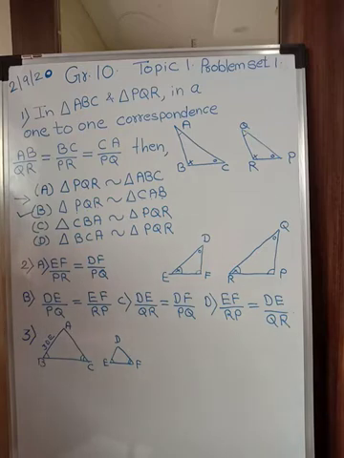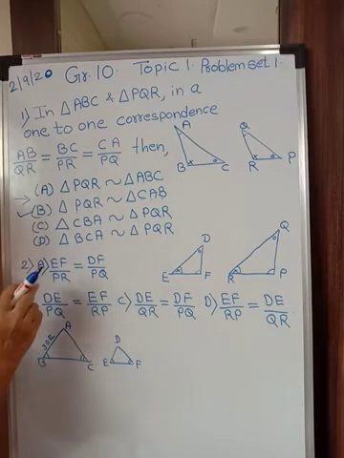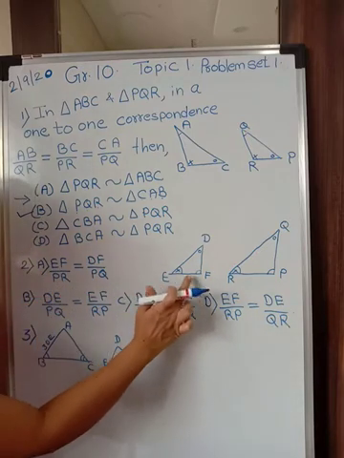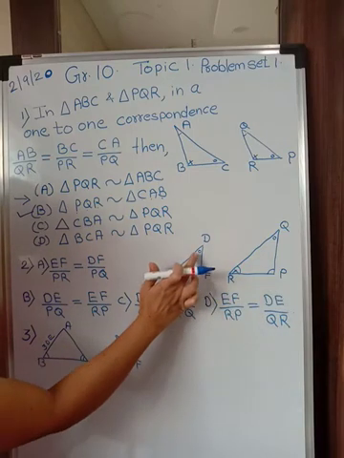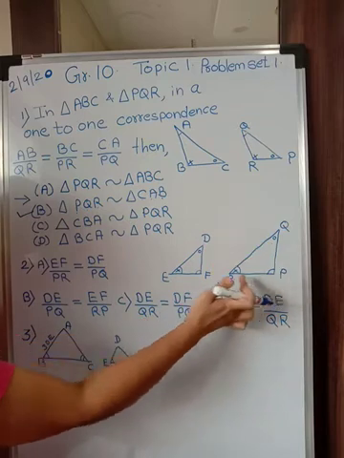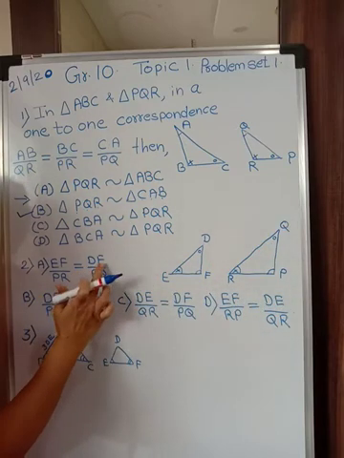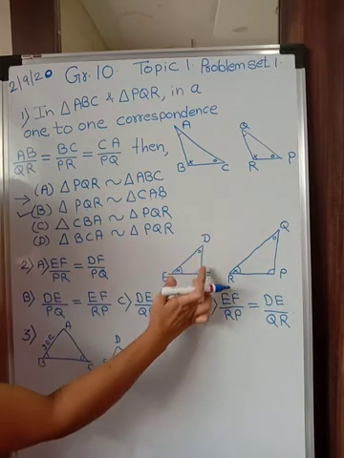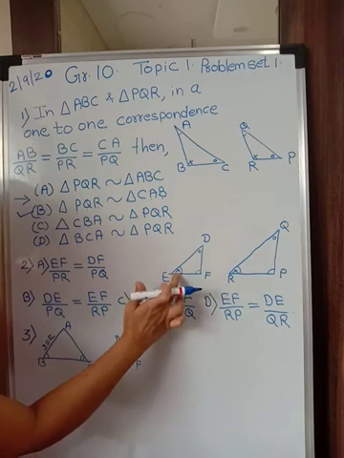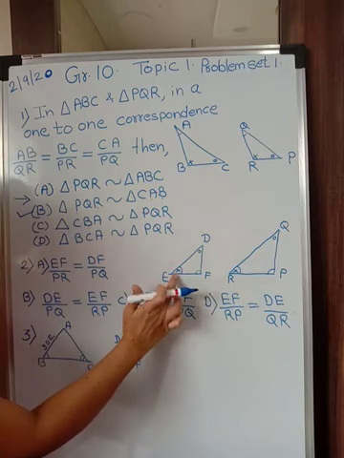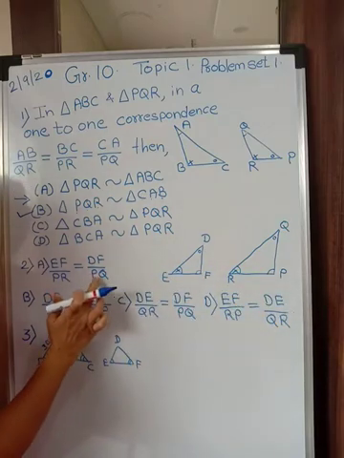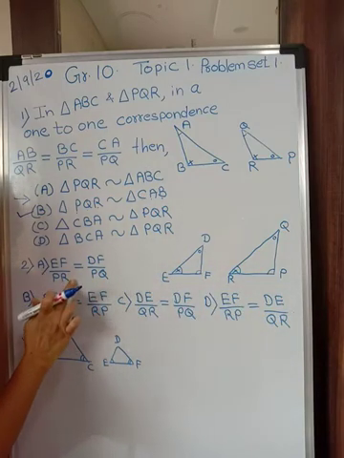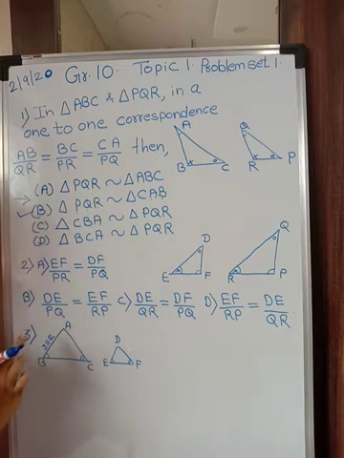Let us go one by one. EF upon PR. Which is EF? EF is opposite to angle D, and angle D is equal to angle Q. EF upon PR is equal to DF upon PQ. DF is opposite to E. The angle equal to angle E is R. So it should be QP. So PQ or QP, this is correct. This is not false. Let's go for the second option B.